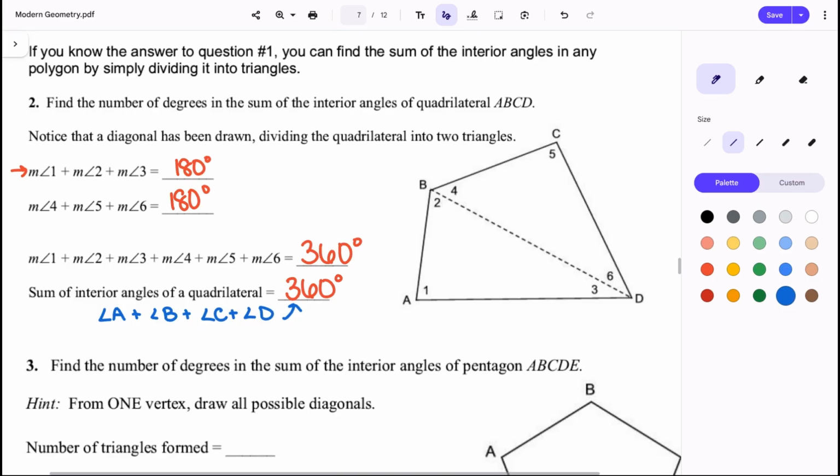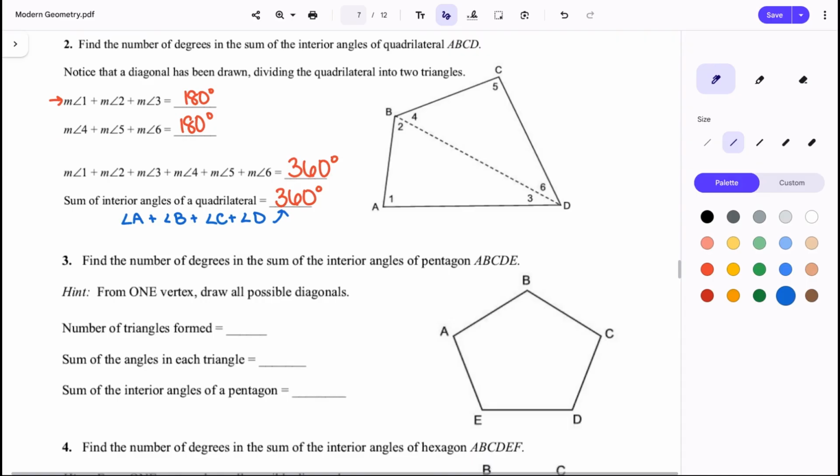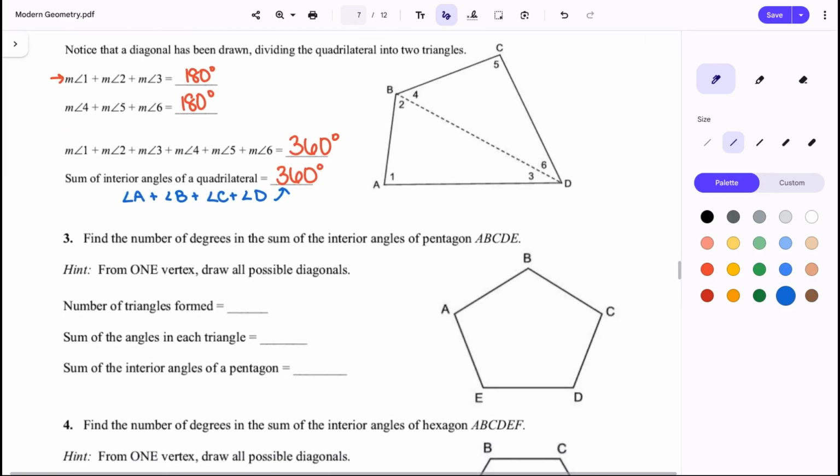Okay, now as we add more sides to our shape, the sum of the interior angles should also increase. But I want us to see if there's any type of pattern or reason why it increases by a certain amount. So now let's take a look at this next shape. This one's a pentagon. Pentagon tells you that there's 5 sides to it. So A, B, C, D, E is our new shape here.